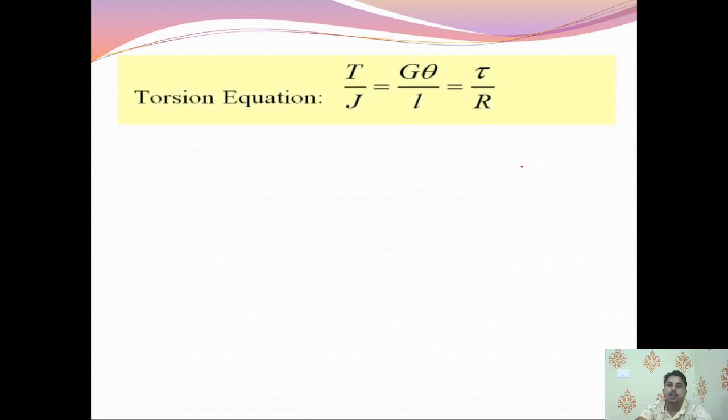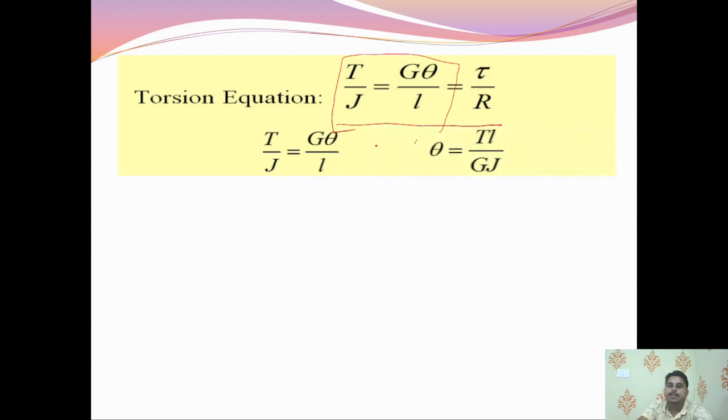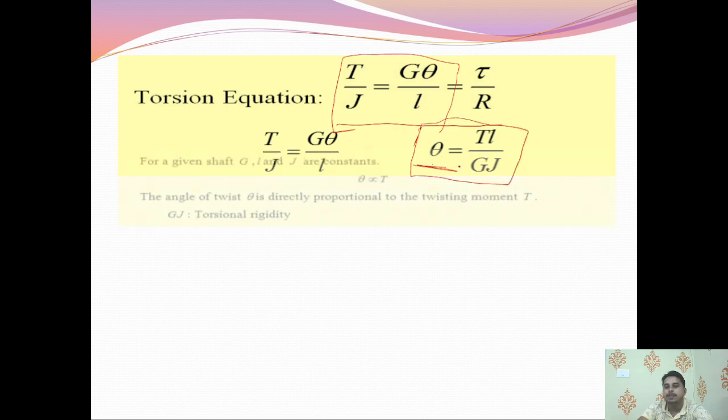Next, the torsional equation. Let us see the equation again: T divided by J is equal to G theta by L is equal to tau divided by R. If we consider only the two terms T divided by J equal to G theta by L, we can rearrange the equation for the angle of twist. So theta is equal to TL divided by GJ.